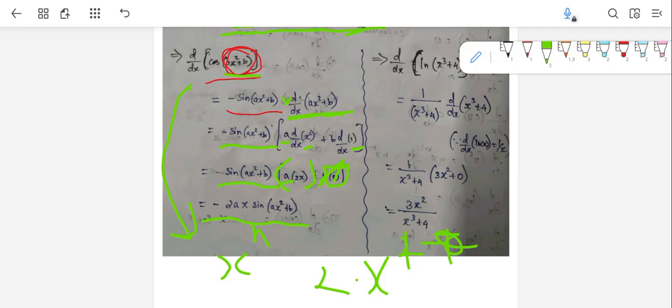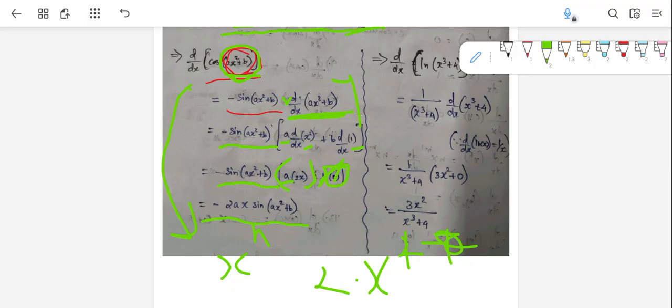Okay, so nothing, the same trigonometric formula you can use. Instead of x, if you have something lengthy or something else, you can just differentiate that again. Why? Because in the formula you have just x, but here you have ax square plus b. With respect to x only you are differentiating, not with respect to ax square plus b. So that's why you need to differentiate that again.